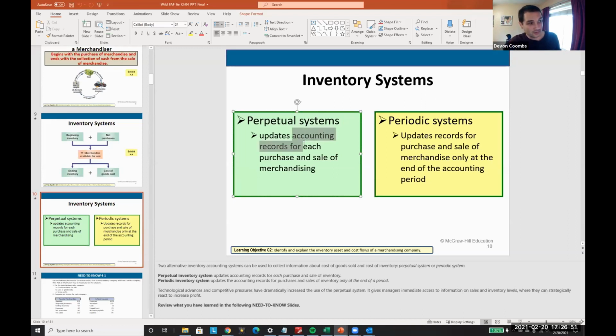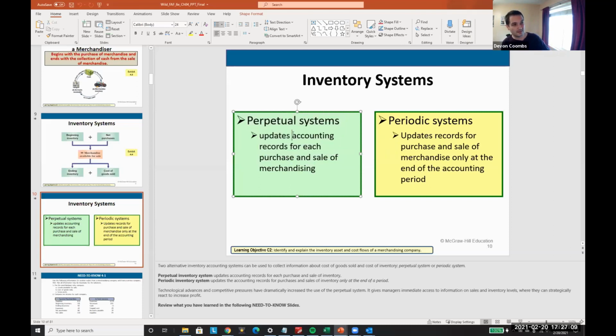Even for perpetual systems, you still need someone to count monthly. You just don't need the same amount of effort. You might use those monthly counts. Might be a little easier to do because we know a perpetual system, we know what we've sold already, and we just need to double check the answer or spot check the system.